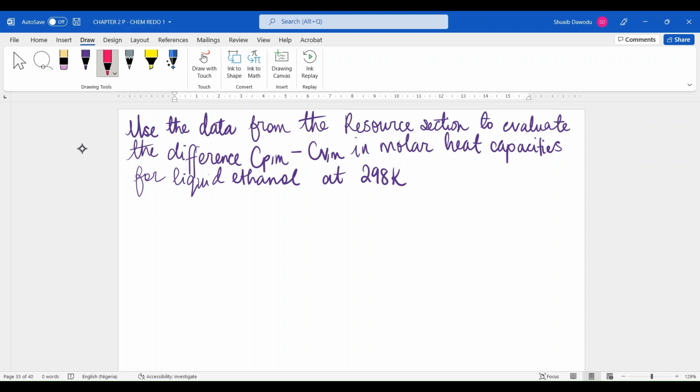Today we're going to be working on the question on the screen that says: use the data from the research section to evaluate the difference Cp,m minus Cv,m in molar heat capacities for liquid ethanol at 298 Kelvin.